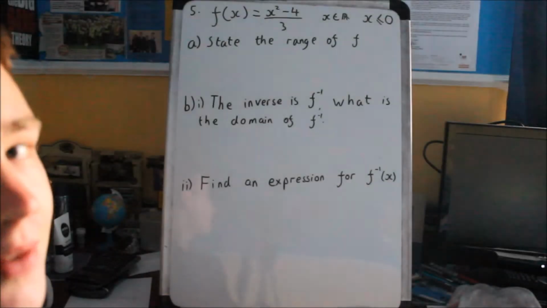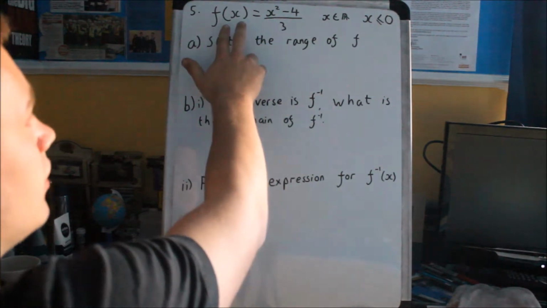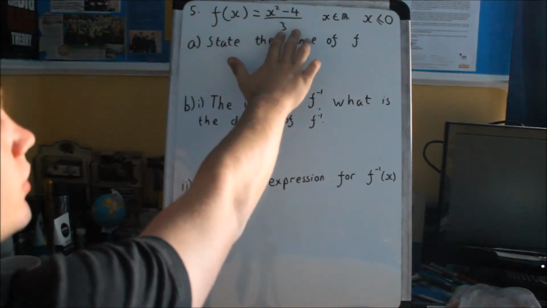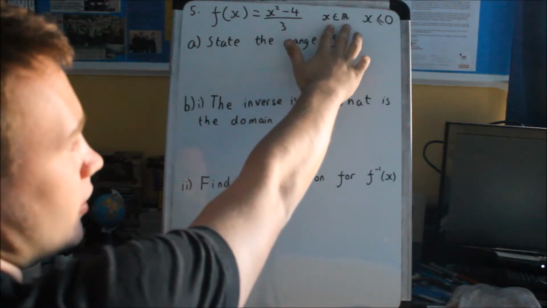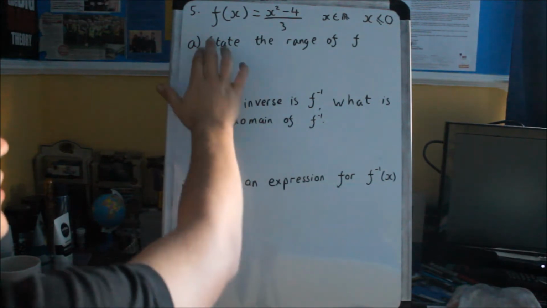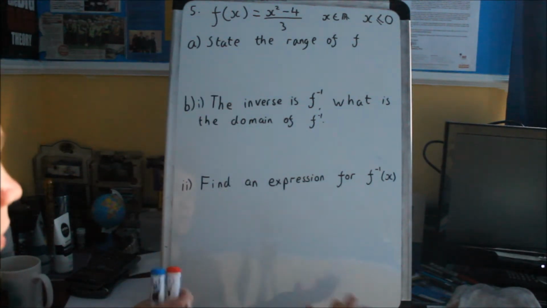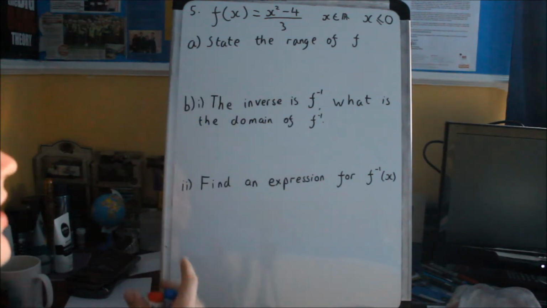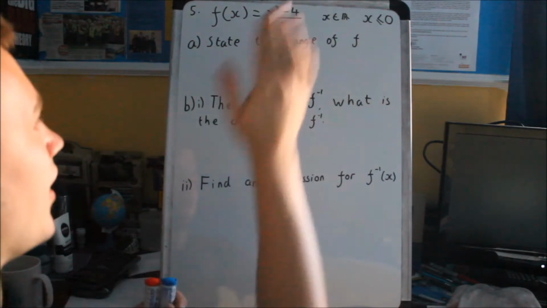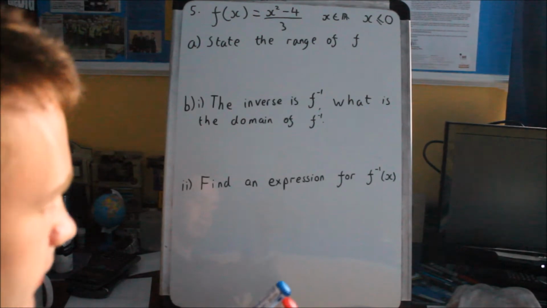Alright then, question 5. You might not be able to read it very clearly, so I'll read it out. Question 5, f of x equals x squared minus 4 over 3 for all real values of x where x is less than or equal to 0. There's an A, a B and a C, but C would take up so much room, so we're going to do C on the next whiteboard. So here's A and B to start with. A is state the range of f.